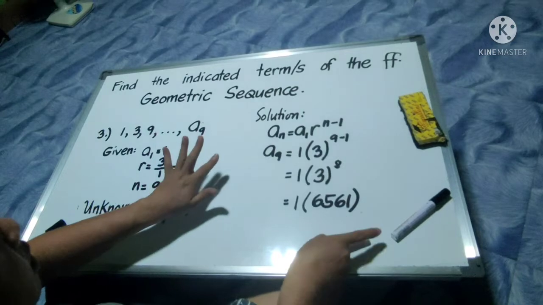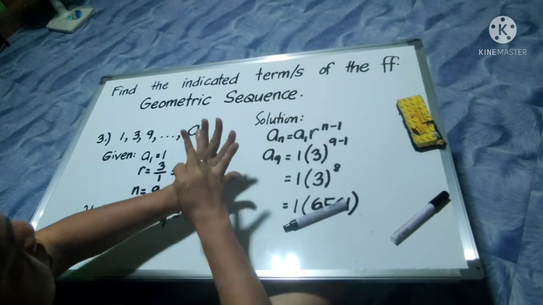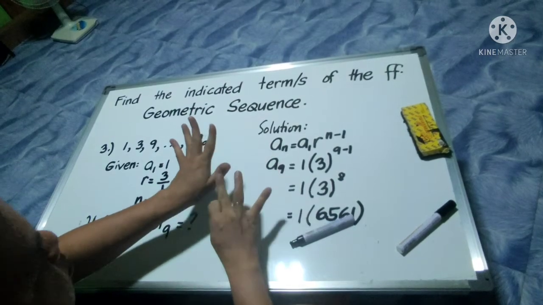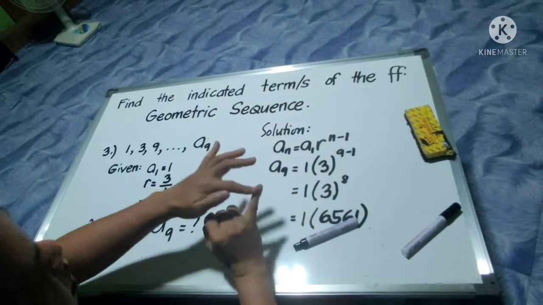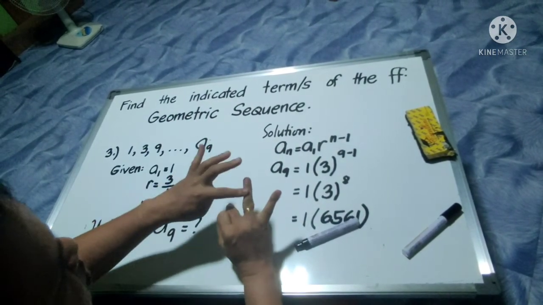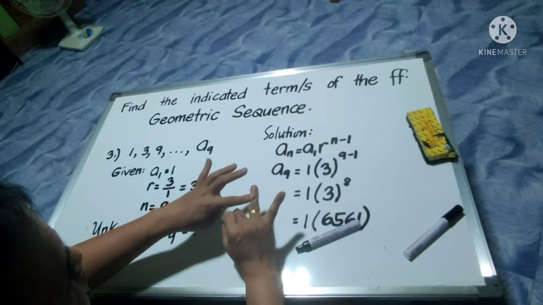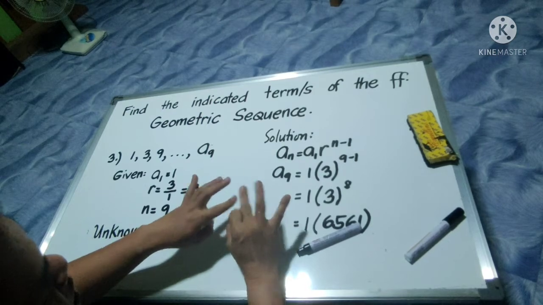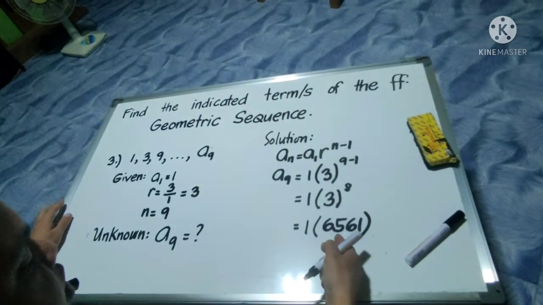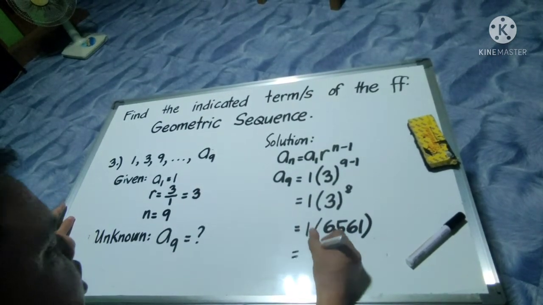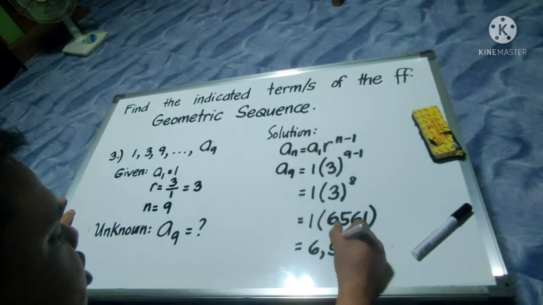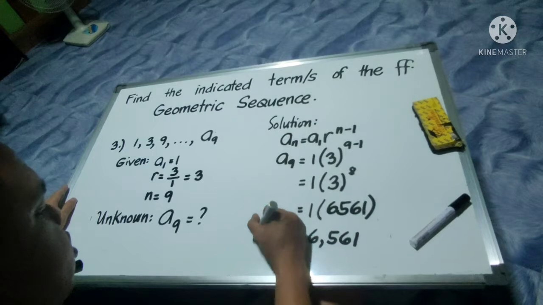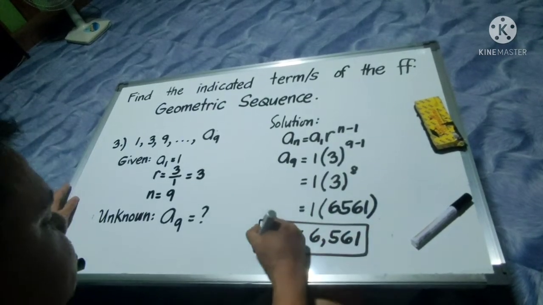So again, this is how we'll do it. 3 times 3 is 9, times 3 is 27, times 3 is 81, times 3 is 243, times 3 is 729, times 3 is 2187, and then times 3 is 6561. So 6,561 times 1 is, of course, 6,561. So this is our a sub 9, or our 9th term.